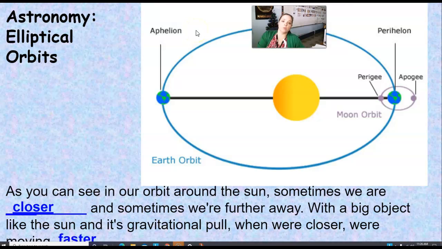I think I already went over this before. Perihelion is closer to the sun, closest, and then aphelion, away. All right.